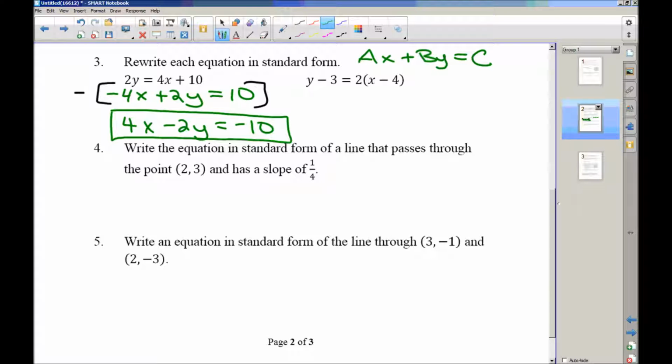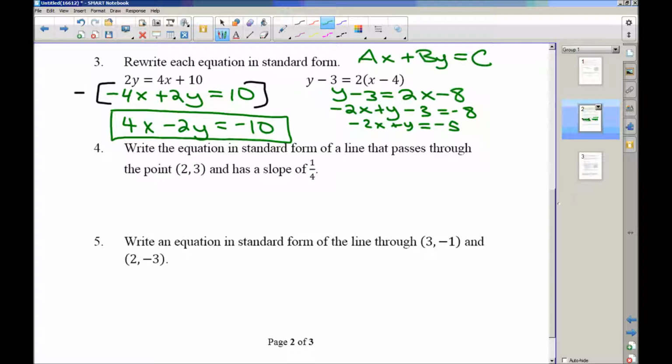All right, the second one. This one starts in point slope form, and we need to turn it into standard form. So I'll do my distributive property with the slope. So this will now become 2x minus 8. Then I'll move my x term over to the left side, so negative 2x plus y minus 3 equals negative 8. And then I will move the 3 over, so negative 2x plus y equals, add 3 to both sides will make negative 5.